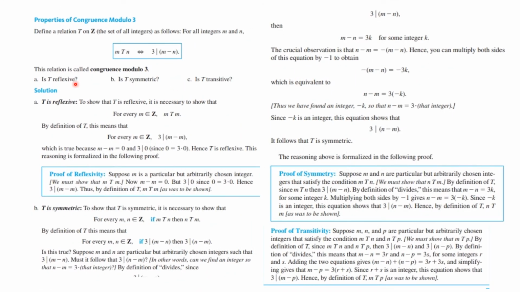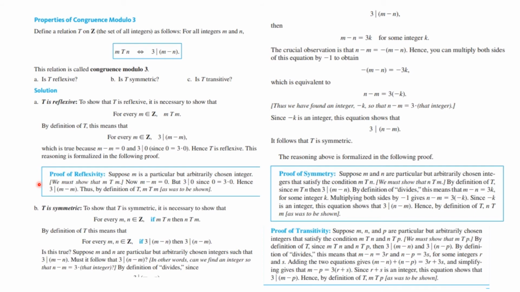Now we're defining a relation T on Z, the set of integers, as follows. m T n if 3 divides m minus n. And this is called congruence modulo 3. Now, we talked about in detail congruence modulo 2 before, and we found that it was reflexive, symmetric, and transitive. Here's some logic discussion, but here is a mathematical proof.